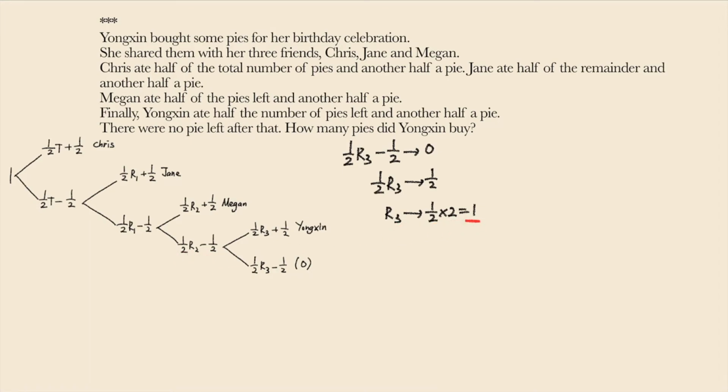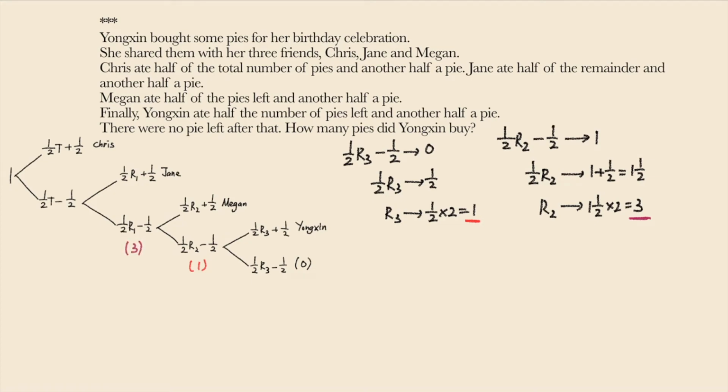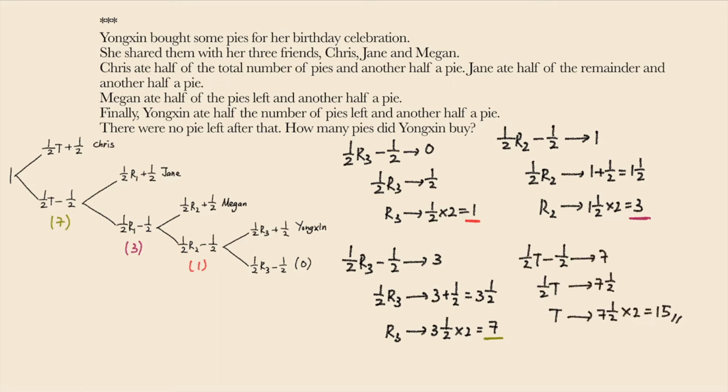So this right here is 1 pie. Next, half R2 minus half is 1, which means R2 is 3. 3 can be written here. Next, half R3 minus half is 3, which means R3 is 7. So this will therefore be giving us that. Next, the total here is therefore half T, the total, minus half, giving us 7, which means we will add half to the 7, and the total is therefore 7.5 times 2, giving us 15 actual pies.